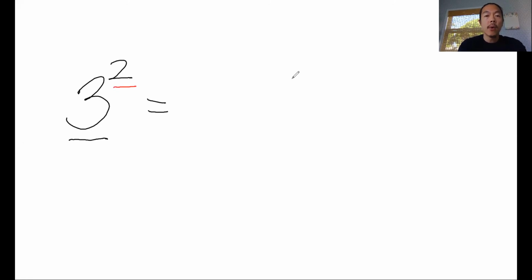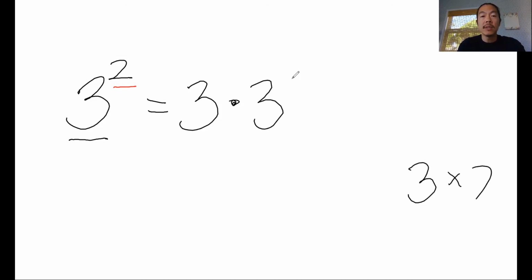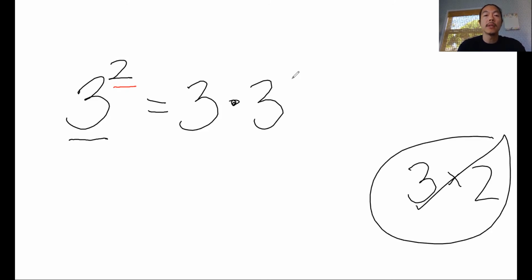Three to the second power means 3 times 3. Okay? Sometimes people mistake 3 to the second power to mean 3 times 2 because they see a 3 and a 2 put together. Incorrect. It's 3 twice. 3 two times. 3 times 3. And 3 times 3 is 9.